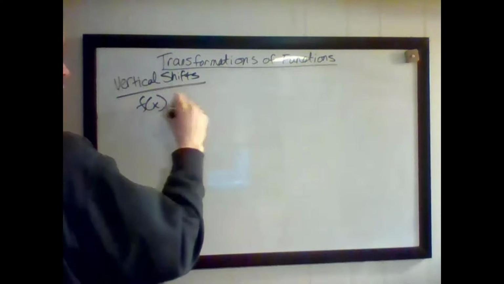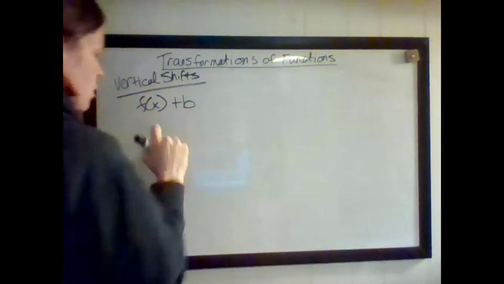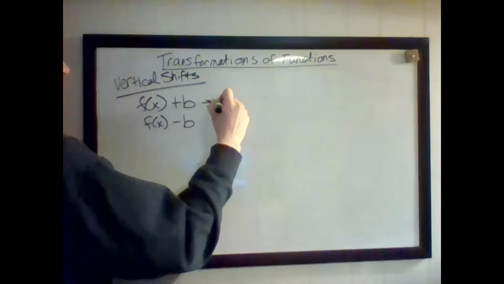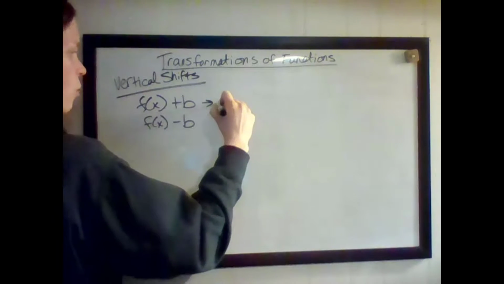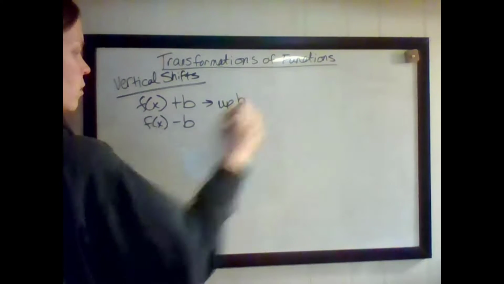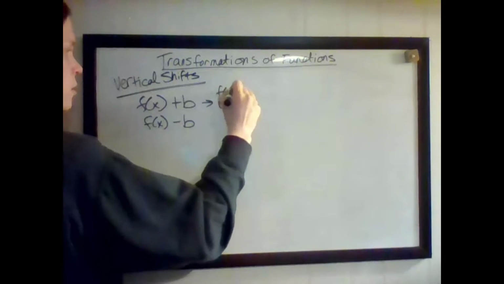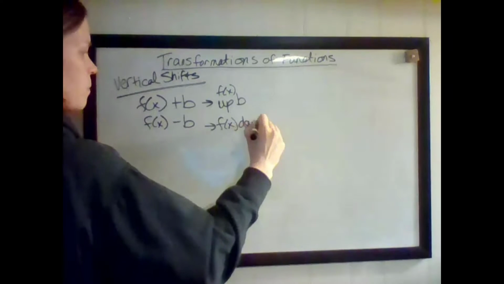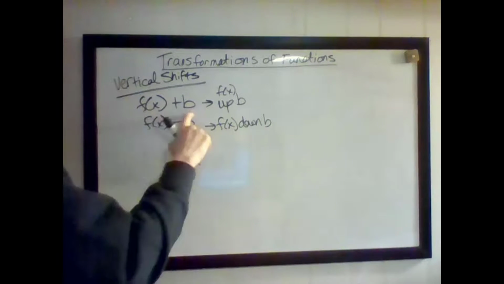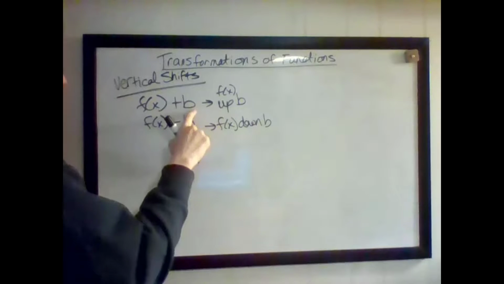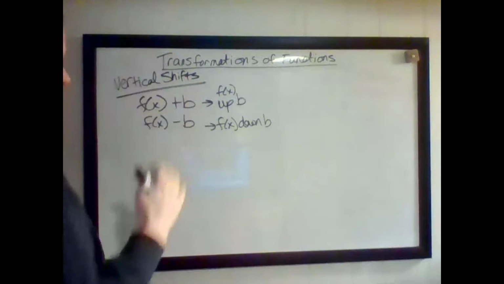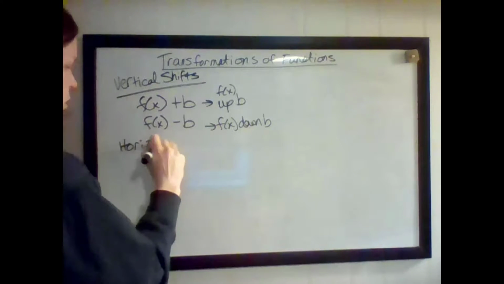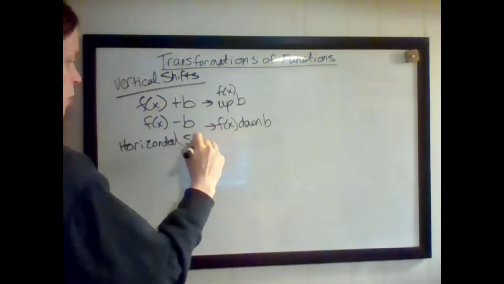Vertical shifts happen if I have a number outside of the function, either plus b or minus b. This means the function is shifted up b. So this is f of x moved up b, and this one is f of x moved down b. If we add, the y value is going to go up; subtract, go down. We'll see this with some examples in a minute.